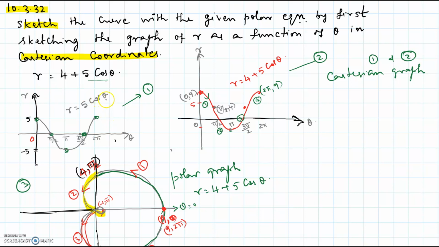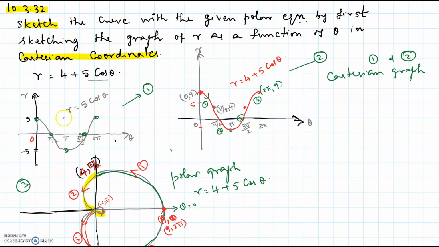So in order to do the Cartesian graph, what is usually the x-axis would be the theta axis, and what is usually the y-axis would be the r-axis. So first we are going to show r equal to 5 cosine theta, and then if you vertically shift up by 4 units, what we would get is r equal to 4 plus 5 cosine theta.